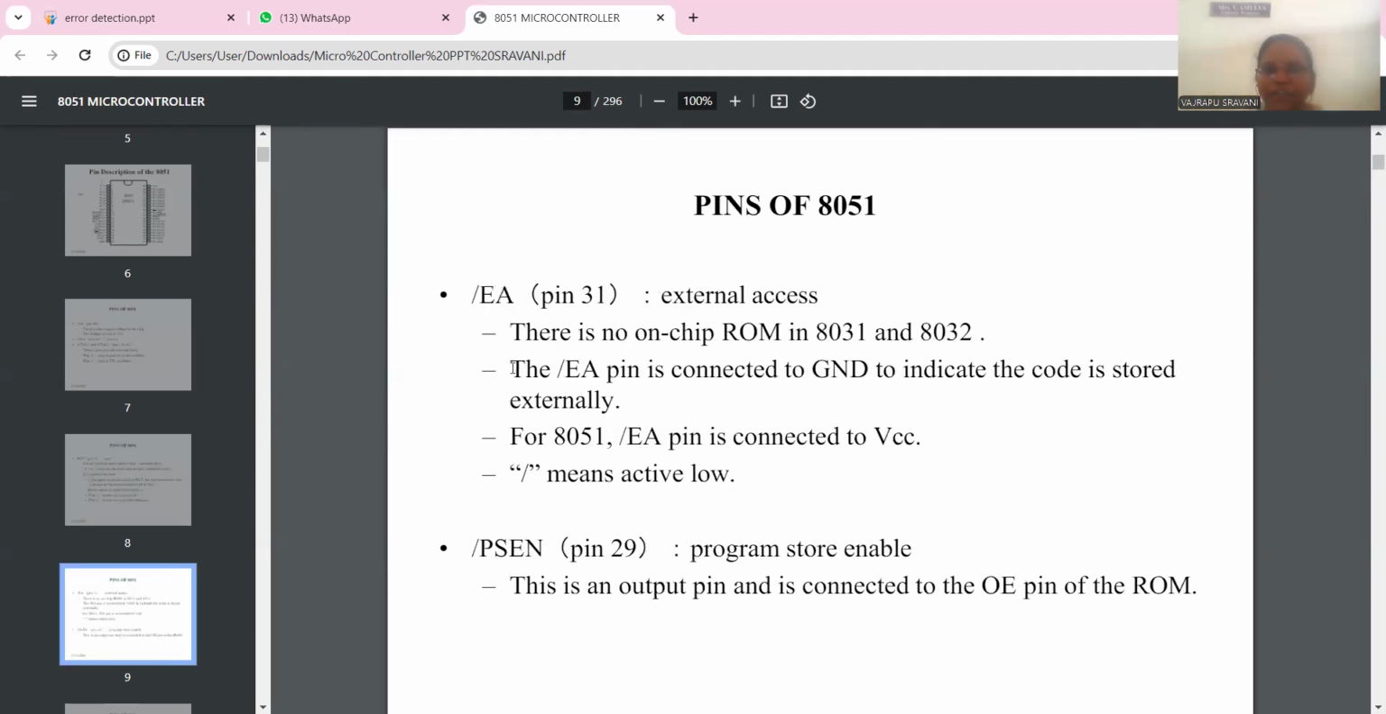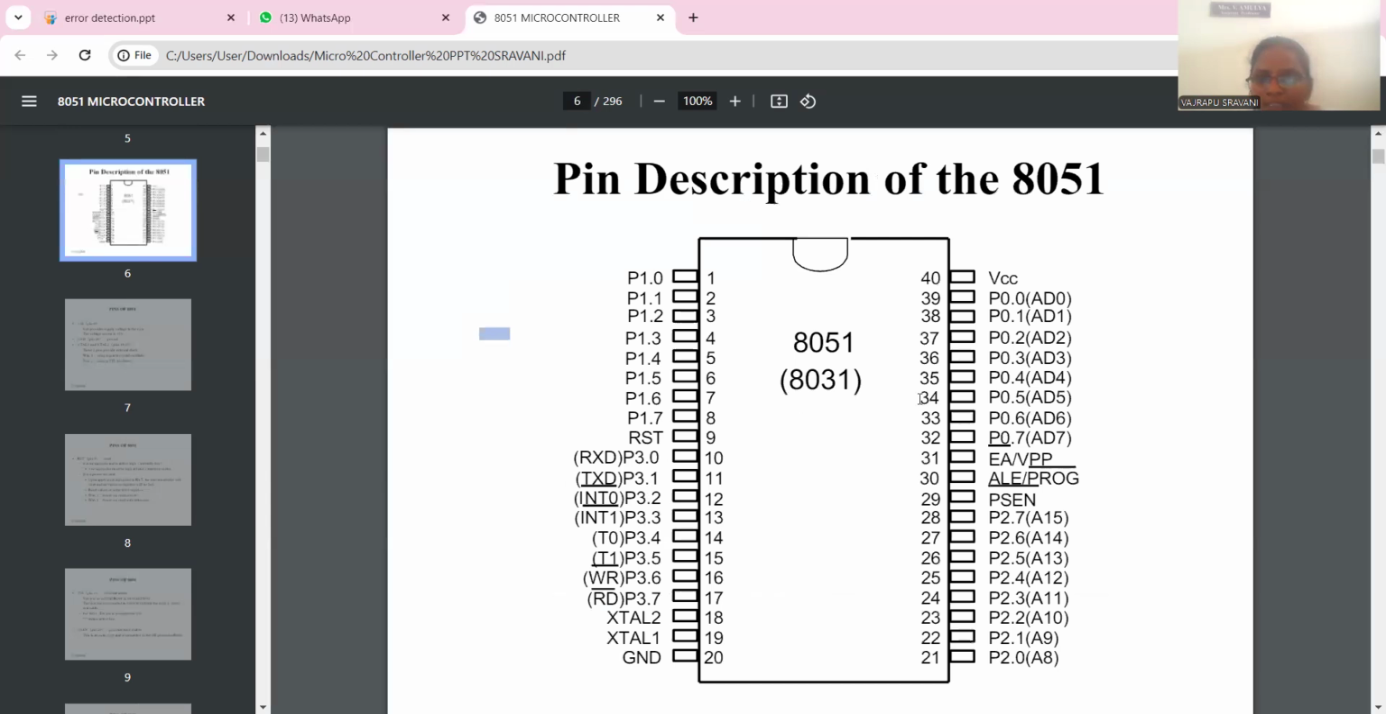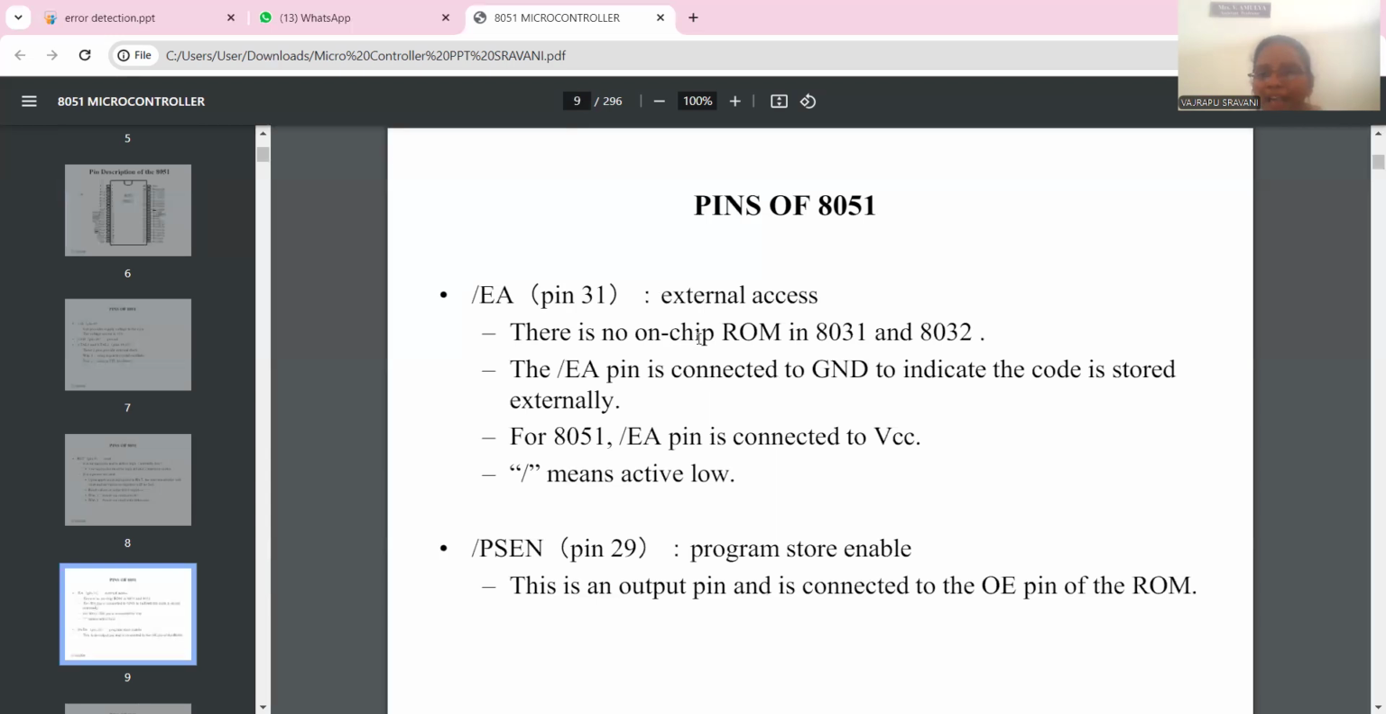Among the pins of the 8051, next is EA bar, which is the external access pin. This is the 31st pin. The bar indicates that it operates only with zero. Whenever EA bar is zero, it is used for external access purposes.